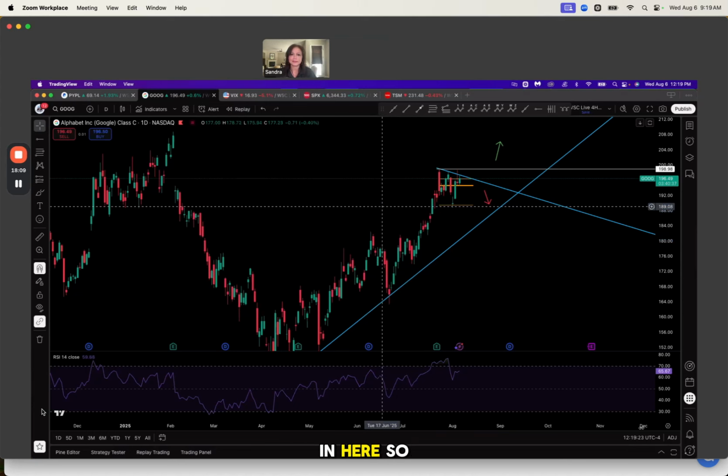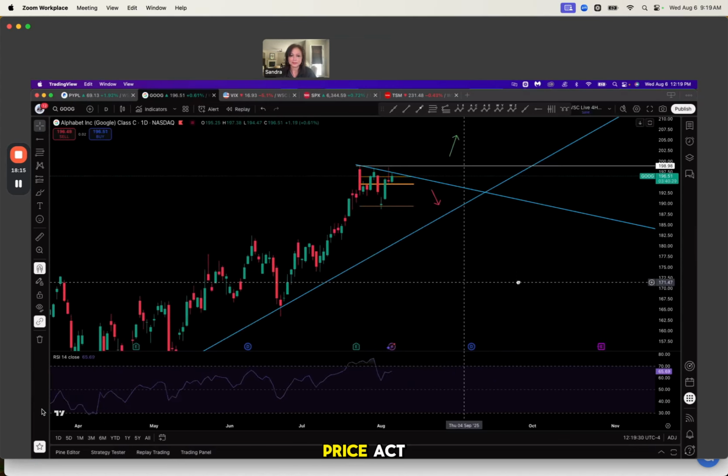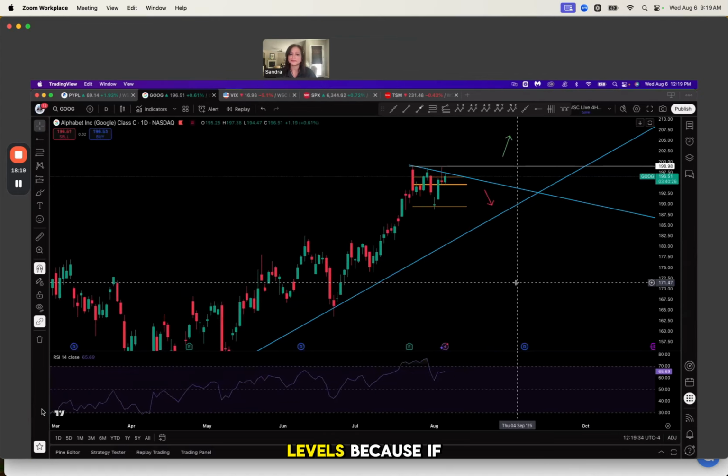Now let's zoom in here. The dark pool levels don't mean price action is never going to break those levels, because if not, we would just bounce in between dark pool support and resistance for eternity, and the market would never break upwards or higher. So when we want to integrate them into the channel, we treat them as traditional support and resistance.